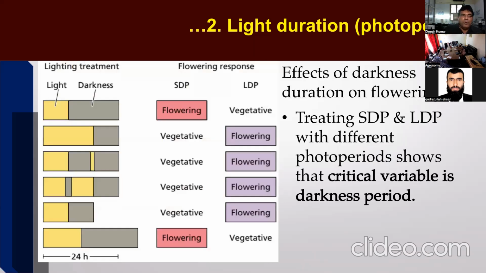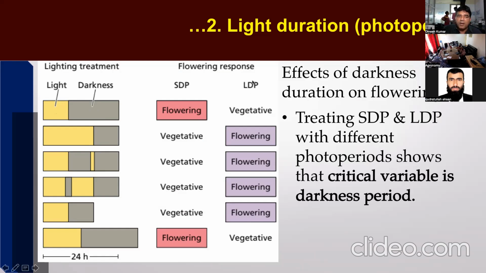See more examples for your clarity. I'm showing you this slide. Here the light duration is less, which means a short day plant, or the darkness period is more. That means you can say a long night plant. So what happens in a short day plant? SDP means short day plant. In short day plant, you get flowering. They will flower if you have a short light period and a long darkness period.